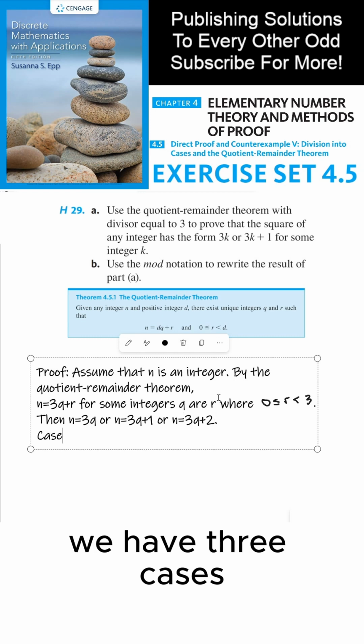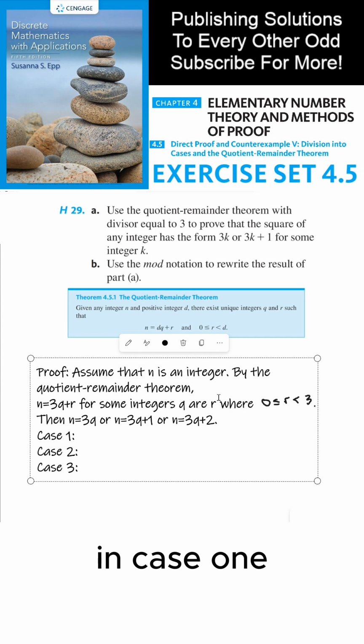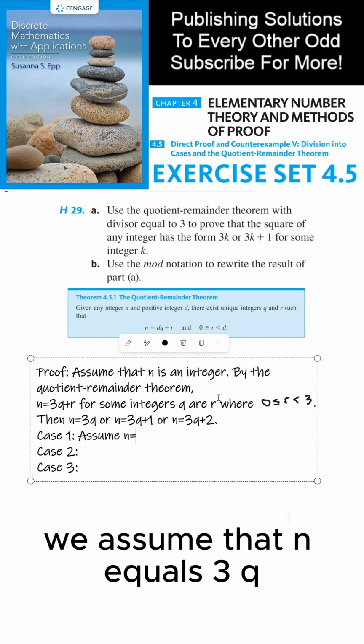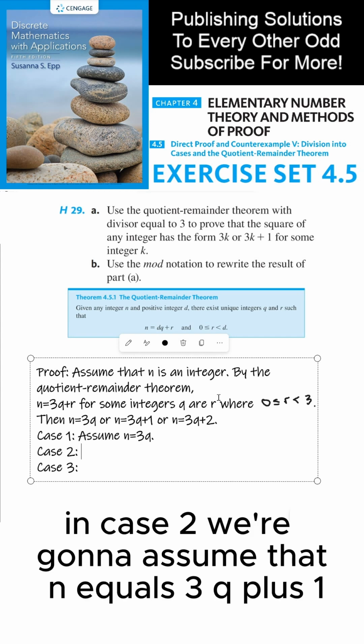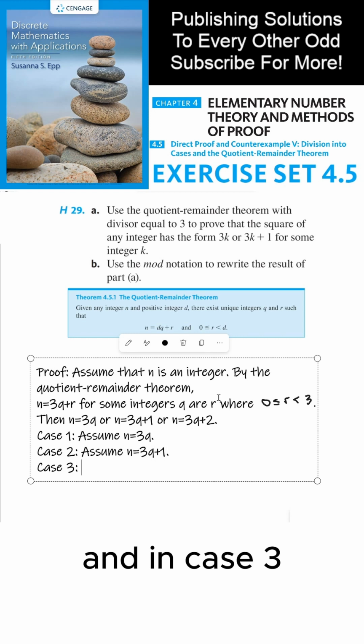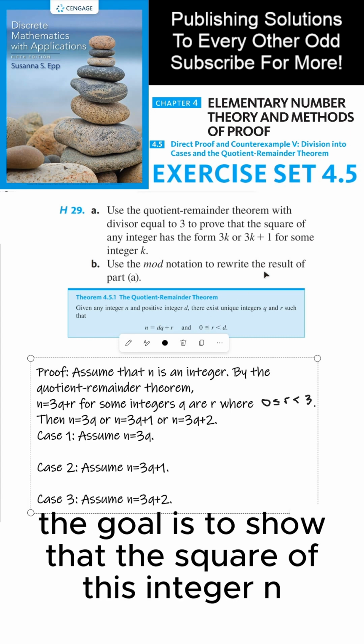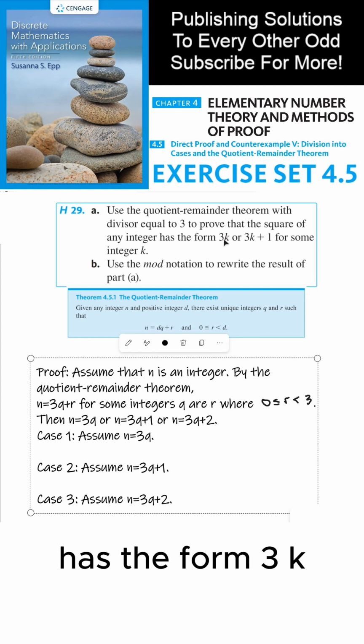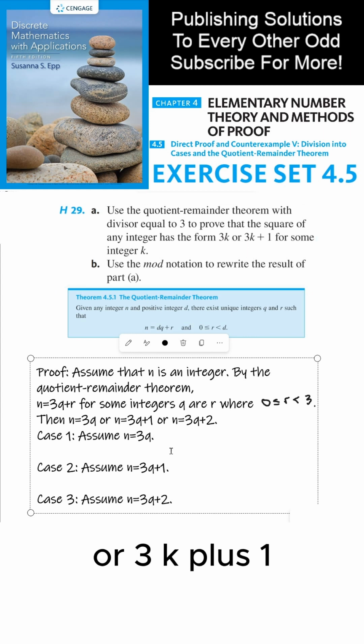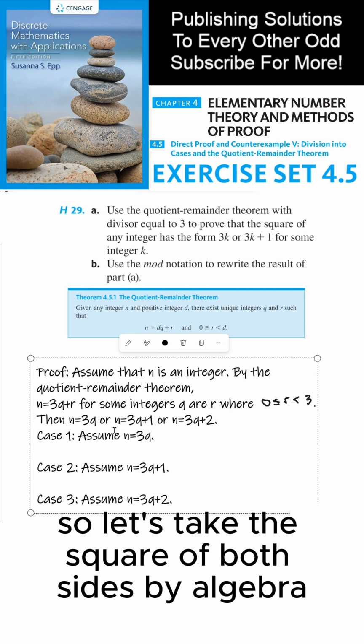So at this point, we have 3 cases. In case 1, we assume that n equals 3q. In case 2, we're going to assume that n equals 3q plus 1. And in case 3, we're going to assume n equals 3q plus 2. Now the goal is to show that the square of this integer n has the form 3k or 3k plus 1. So let's take the square of both sides.